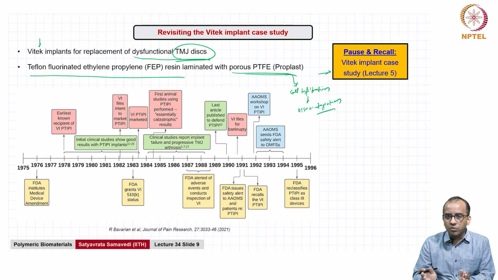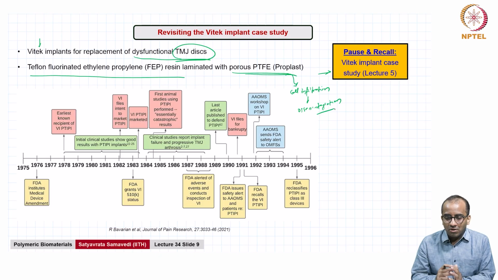So we have seen that smooth, non-porous materials typically have a more severe FBR. So at least on the face of it, it might appear that the porous PTFE might actually be better. In fact, it might even serve to promote cell infiltration and promote osseointegration. What they didn't account for was the site of implantation, the mechanical forces that would be involved there.